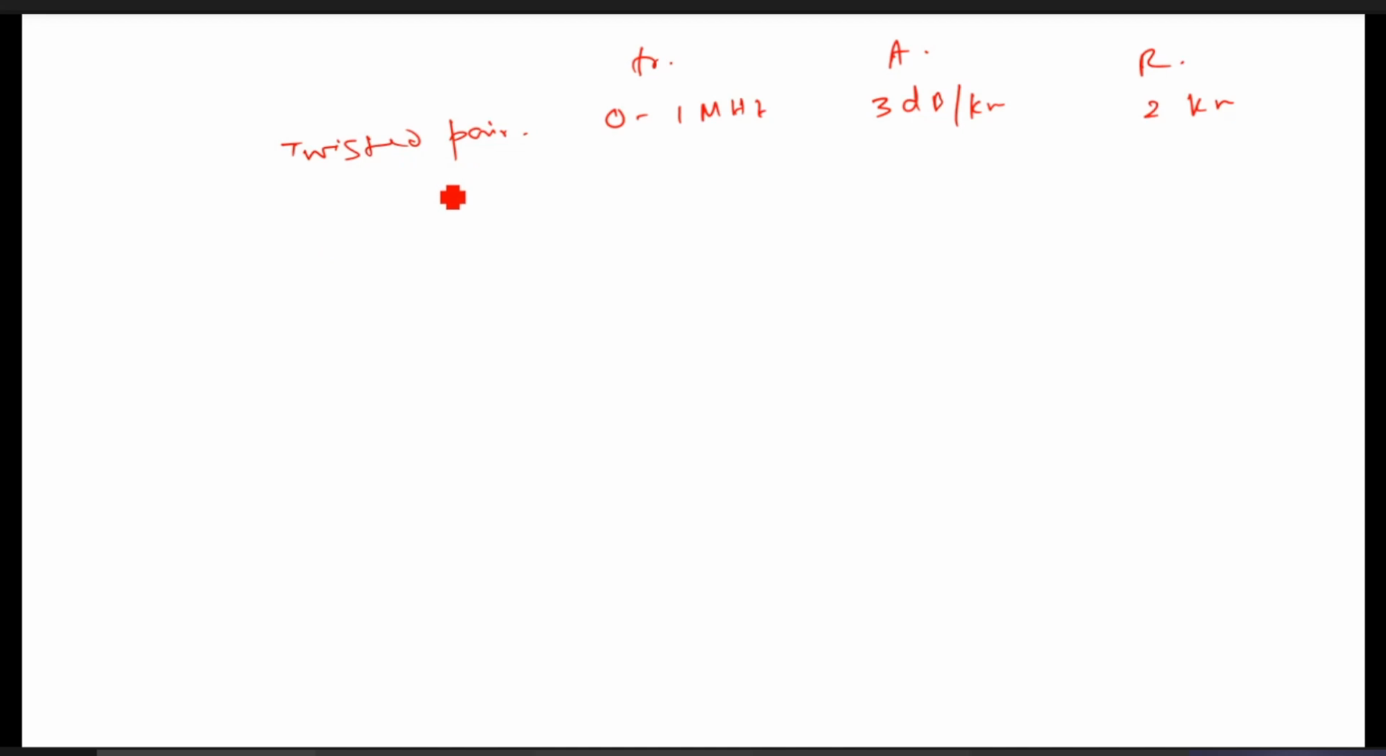In the case of coaxial cables, the frequency range can be up to 500 megahertz.